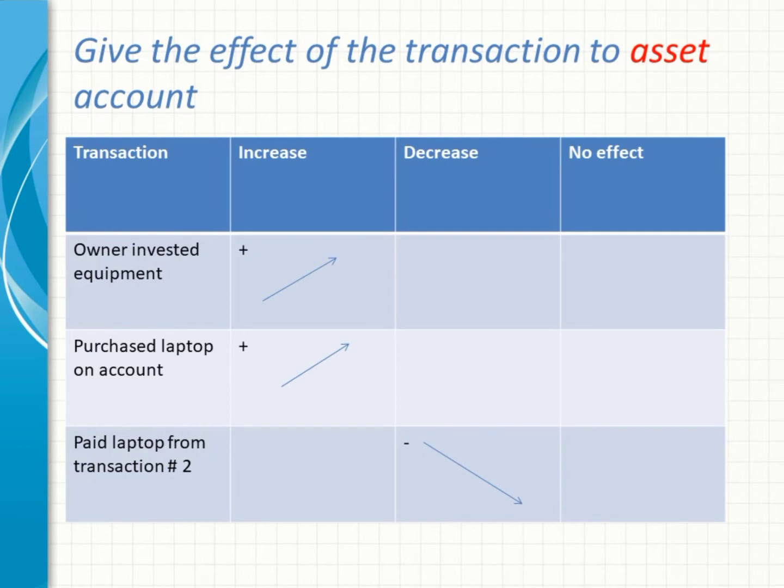So now, for number 3, we will pay our obligation. So what will happen to the asset? There will be a decrease in assets because once we pay a specific obligation, we are using our cash. So cash is under asset. So there is a decrease in our asset account.